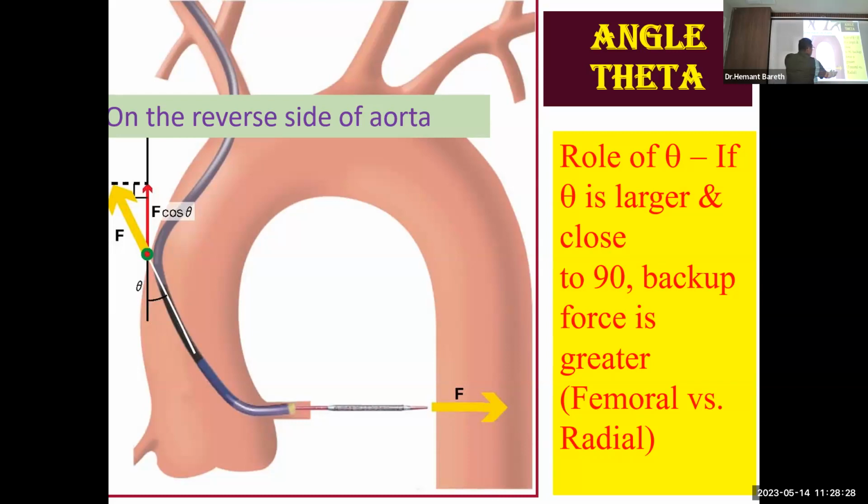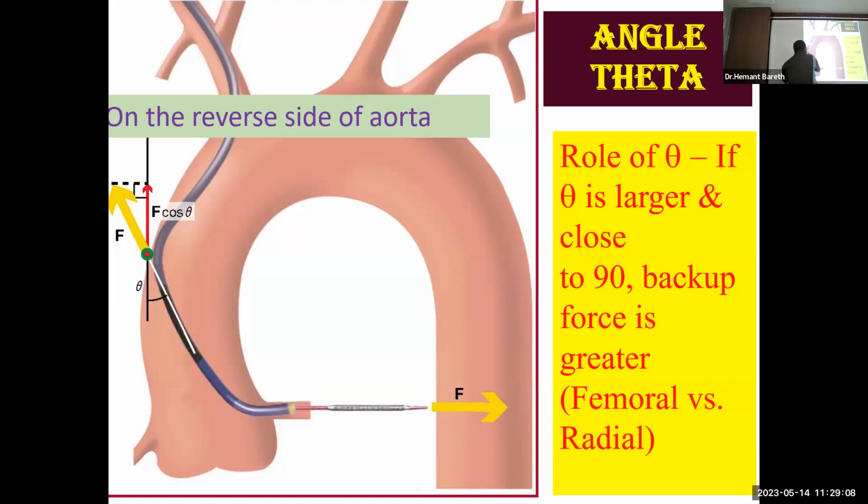If you do a femoral approach, because the catheter is coming like this, this angle theta will always be bigger. So with the femoral approach, angle theta will be bigger, and angle theta is responsible for the backup. The more angle theta is there, the more backup will come. That is why when you do a femoral approach, there is more backup. So in situations like calcified complex lesions, perhaps you shift over to the femoral approach because you will get more backup with the same guiding catheter.